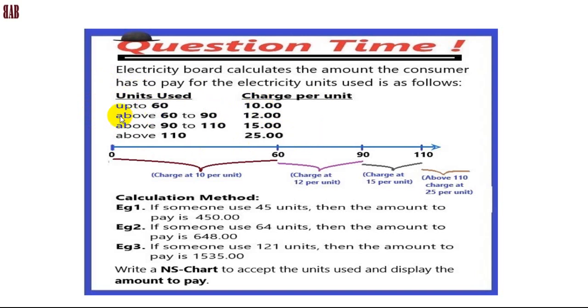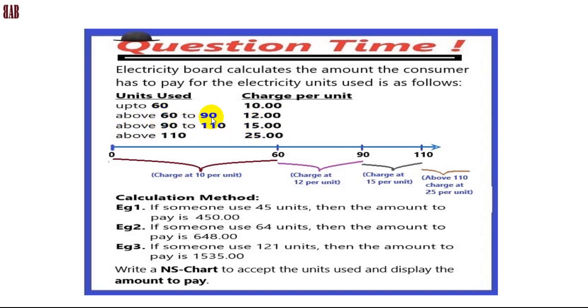If the number of units used goes above 60 up to 90, the charges will be 12 per unit. But what you have to understand here is the first 60 units will be charged at 10. Anything above 60, up to 90, will be charged at 12. Same way, if the user uses anything above 90 units up to 110, then that set will be charged at $15 or rupees or whatever the currency is.